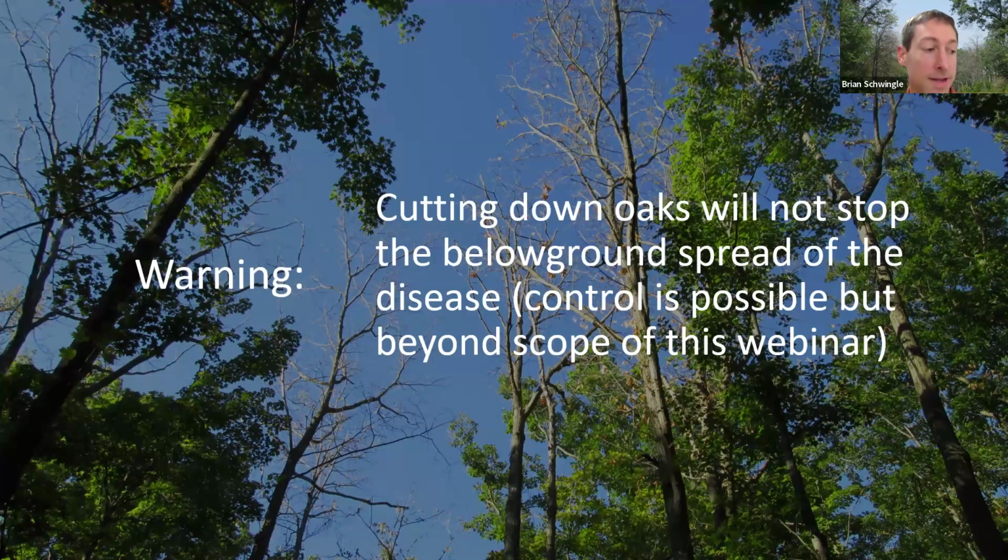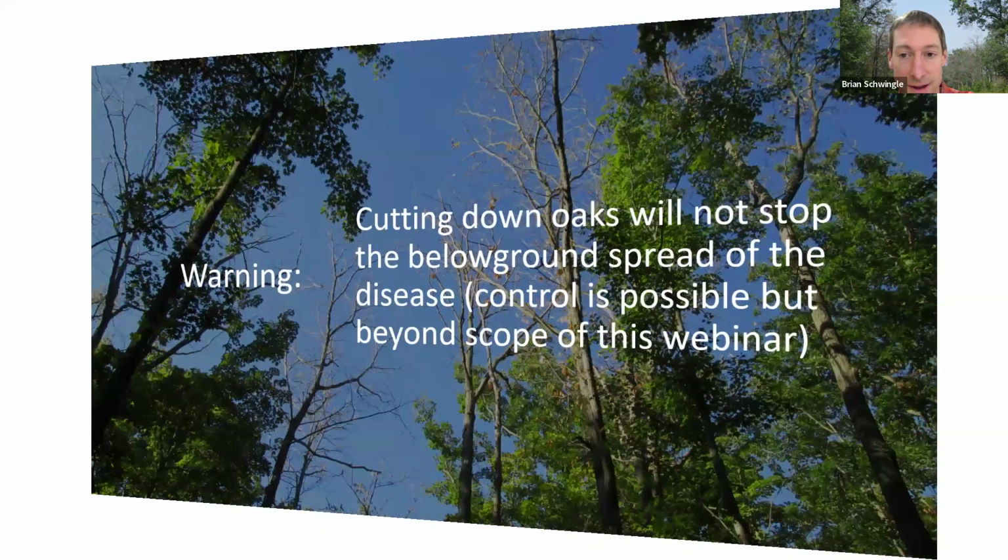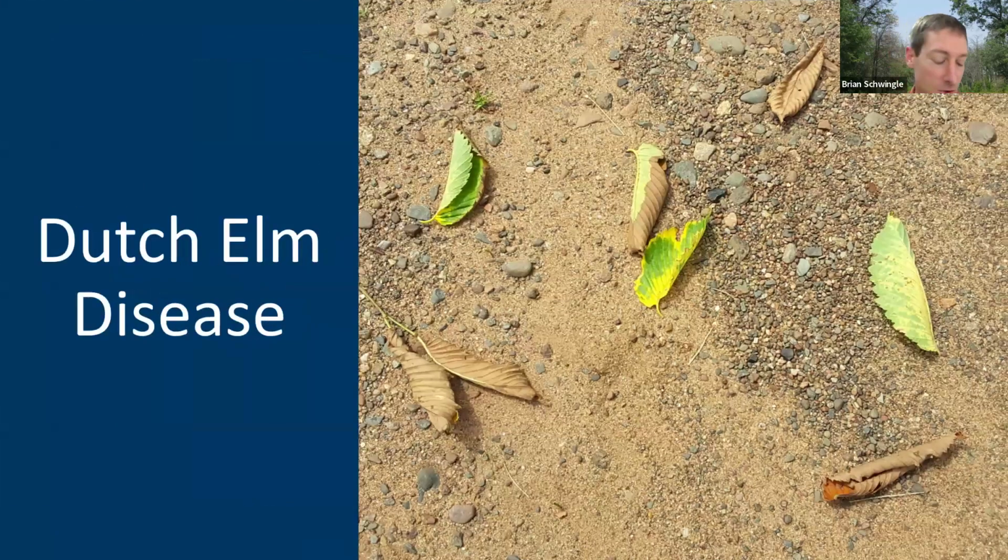Big warning here. Cutting down oaks does not stop the disease. Usually. For example, if you have 3 oaks in your yard and one gets oak wilt, cutting down the tree with oak wilt won't stop the disease at all because the disease is going to get into the root system and spread underground. Control is possible. There are different ways to control oak wilt, but it's complicated and well beyond the scope of this talk. Okay, so that brings me to Dutch elm disease.